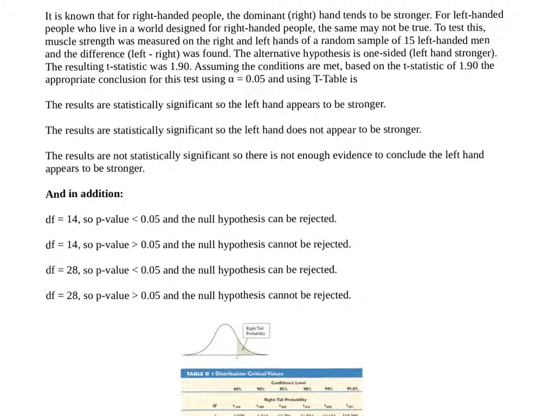Now, assuming the conditions are met, based on the t-statistic of 1.90, the appropriate conclusion for this test, using an alpha equal to 0.05, and using the t-table, is what? So you may see here, I actually have two question sets. We have the same setup, but two different questions that you could possibly see on the quiz and the midterm, and it's good to get both different modes of asking questions down so you can see what you're supposed to do in each. So let's begin with the top one, and I'll actually make answering the bottom one very easy.